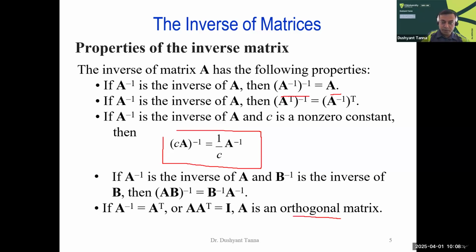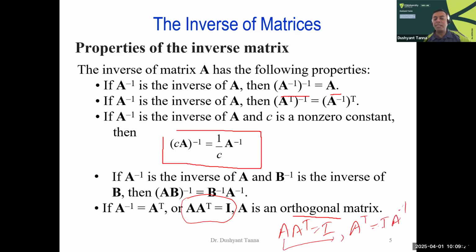Just to give you some context, if A times A transpose is I, then this A, when it goes to the other side, becomes A inverse. So A transpose is I times A inverse. I times anything, I is the identity matrix, is the same as the number 1 in multiplication or the number 0 in addition. 0 is the additive identity, 1 is the multiplicative identity.